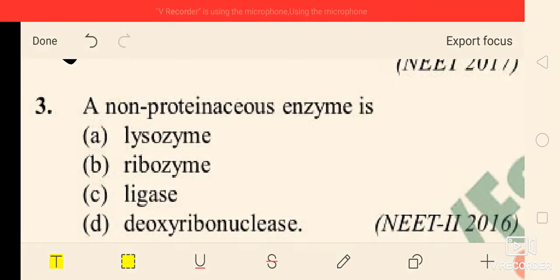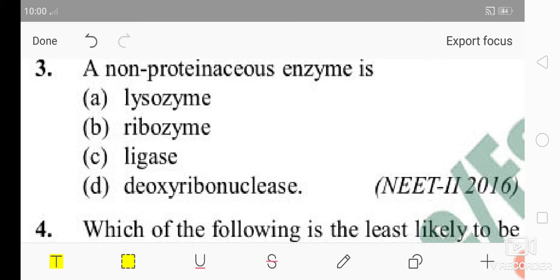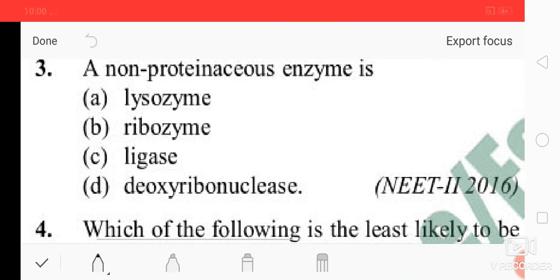Now moving to question number 3. A non-proteinaceous enzyme is option A, lysozyme, option B, ribozyme, option C, ligase, option D, deoxyribonuclease. And the correct option for this question is option B, ribozyme.